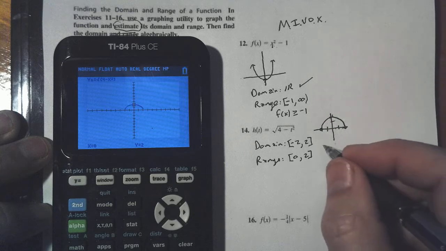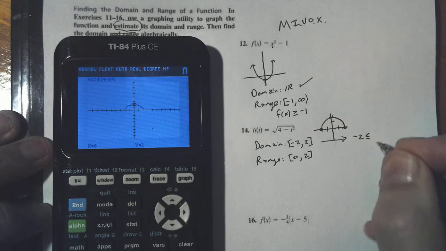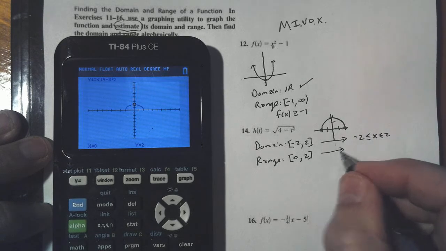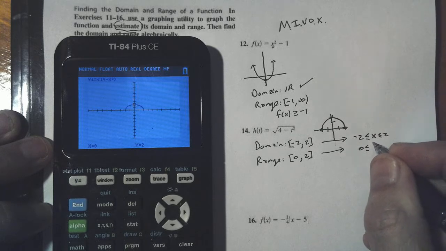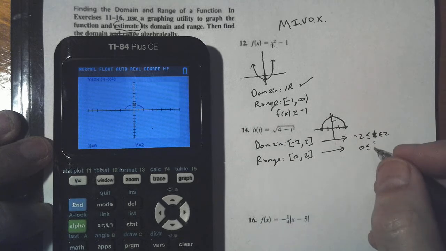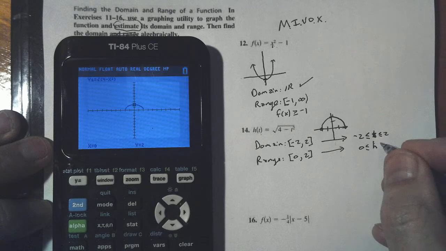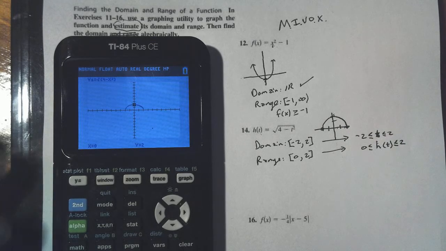Now, our domain could also be -2 is less than or equal to x is less than or equal to 2, and our range could also be 0 is less than or equal to, oh, this should be a t, since we're dealing with t here. 0 is less than or equal to h of t is less than or equal to 2.